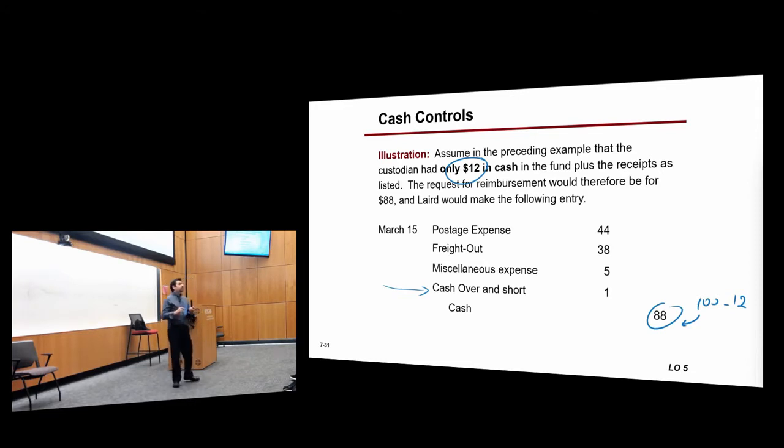Now, when we have a shortage, you have to think about it as an expense. It's a loss, right? The company lost $1. Like in this case, the company basically lost $1. So it will be reported under other expenses, or miscellaneous expenses. And if there were an extra $1, it's as if the company made $1 profit, right? So that extra $1 would be reported as a revenue. The same account could be either way.